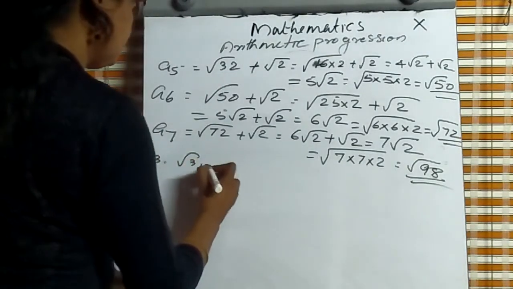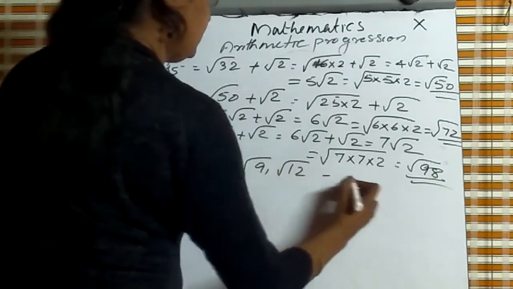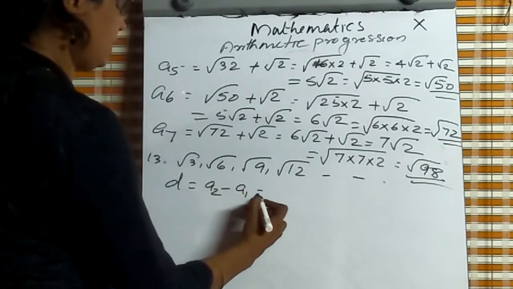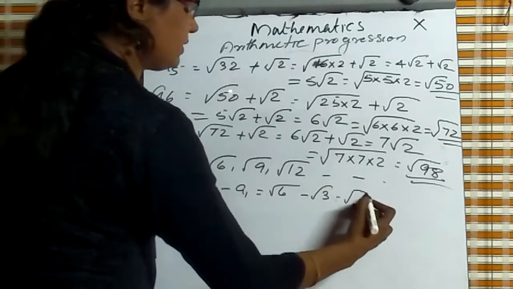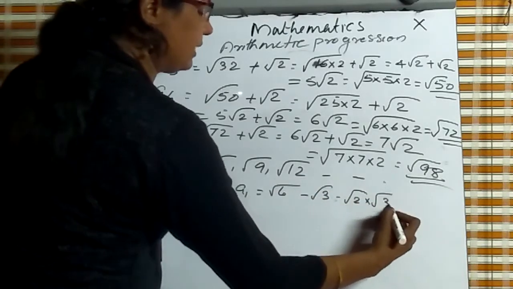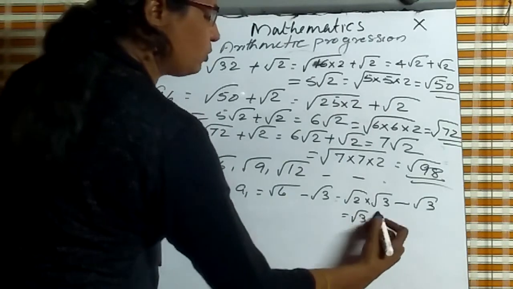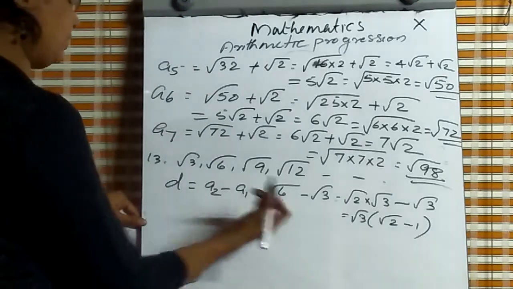Root 3, root 6, root 9, root 12, etc. First we find D is equal to A2 minus A1. Root 6 minus root 3. Root 6 is root 2 into root 3, minus root 3. Take root 3 common. Root 3 into (root 2 minus 1) is A2 minus A1.